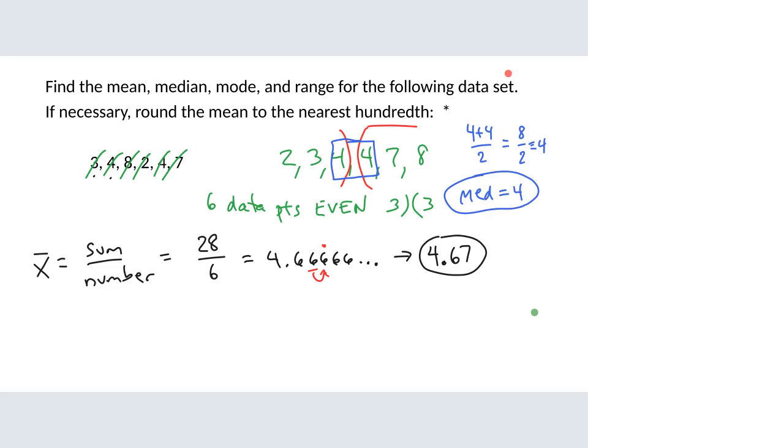All right, 2 other questions I was asked for here. One of them is the mode. I didn't put it in the poll, but I'll just ask you, what's the mode?